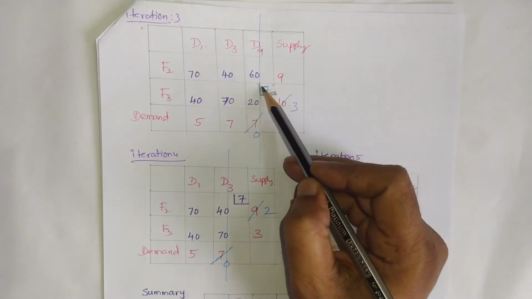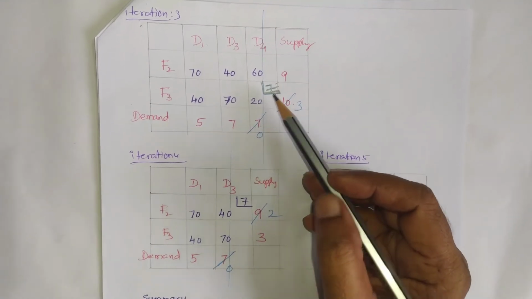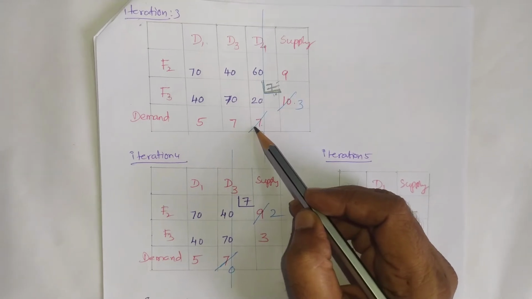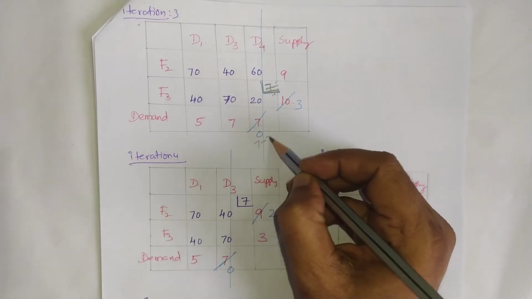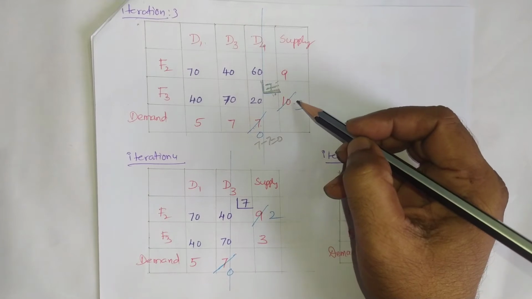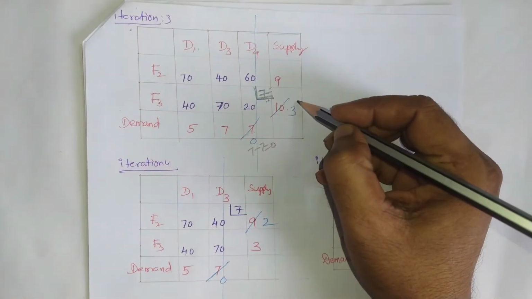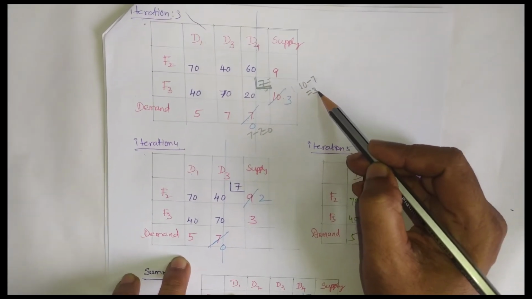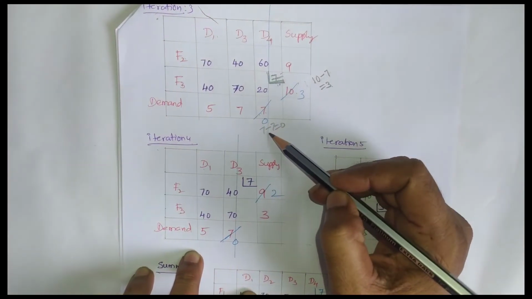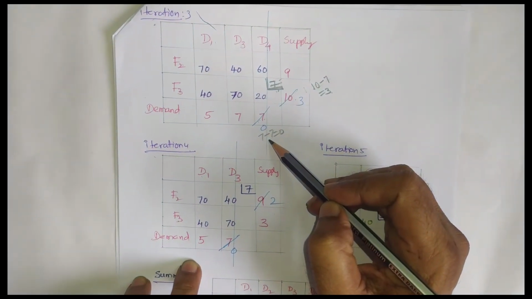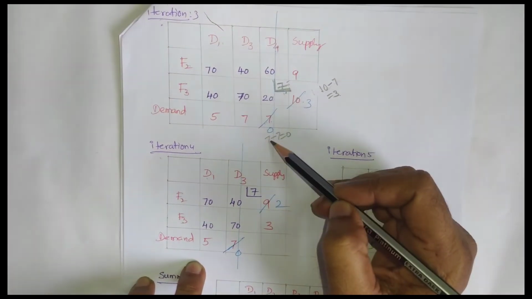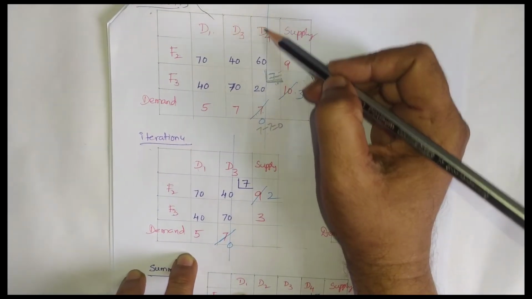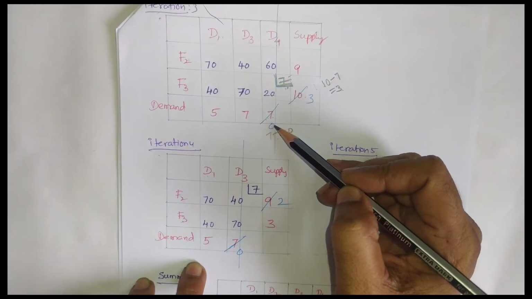We have to allocate 7 units to this cell. After allocation of 7 units to this cell, demand is 0 because 7 minus 7 is equal to 0, and supply is equal to 3 because 10 minus 7 equal to 3 units. So here the D4 column is deleted because demand is 0. That means the D4 column is exhausted or satisfied. So that's why the D4 column is deleted for the next iteration.